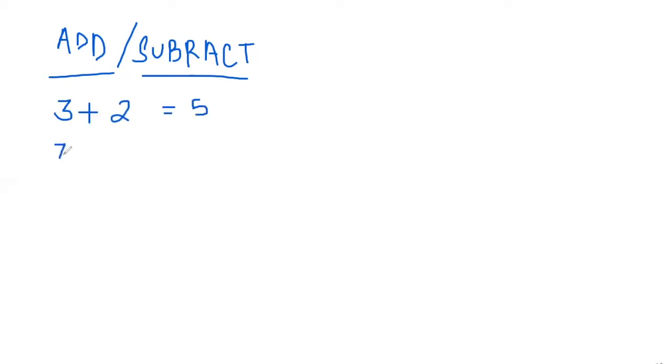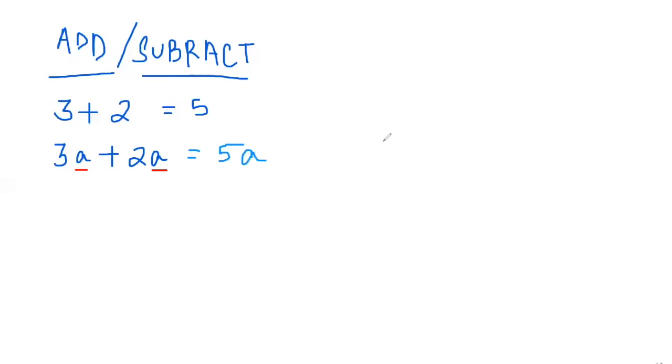Suppose we have 3a plus 2a. This is an algebraic expression. We have a variable a and we call these like terms. Why do we call them like terms? Because they have the same variable. So when you add these, it will be 5a.